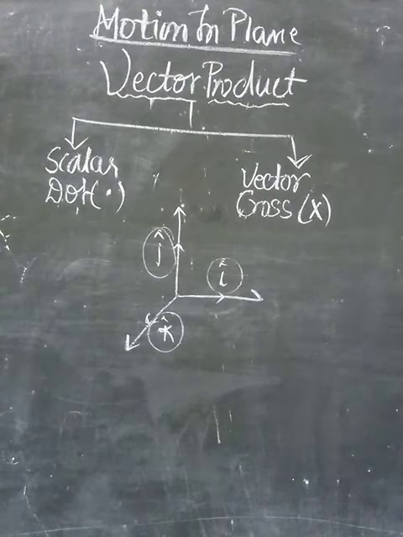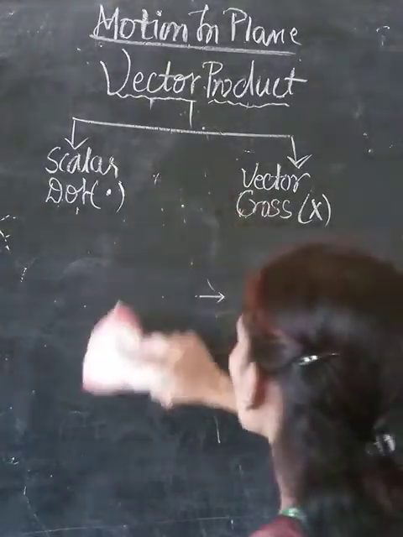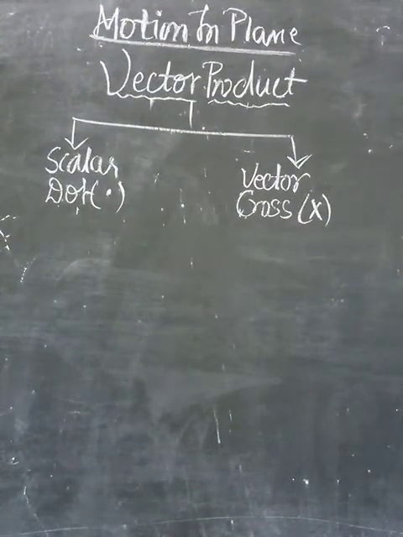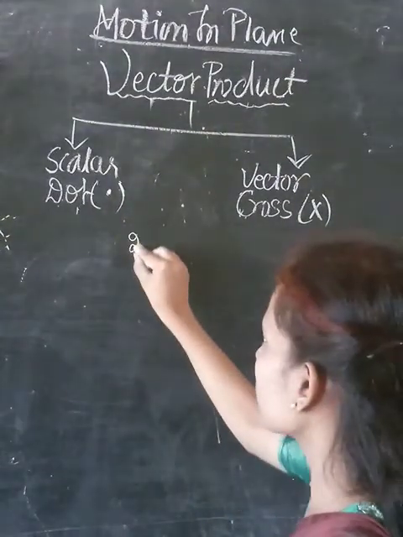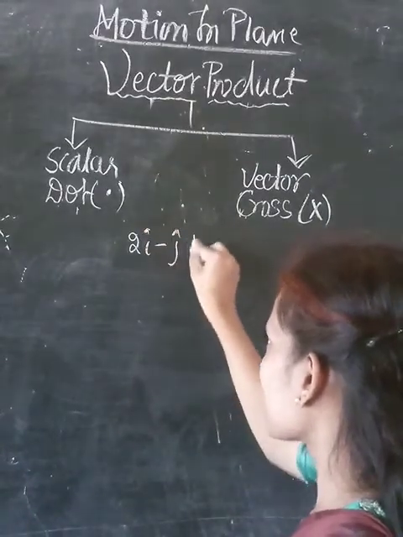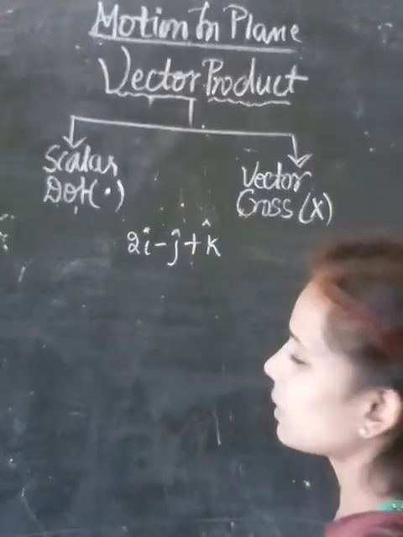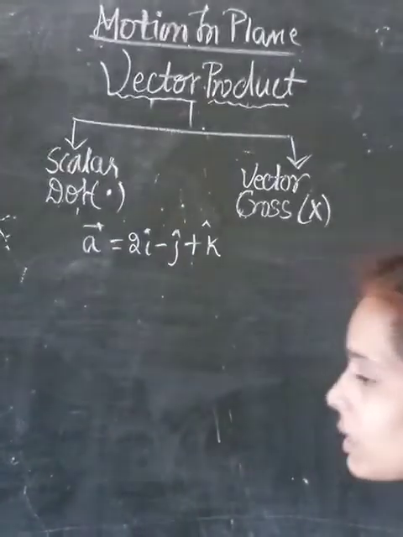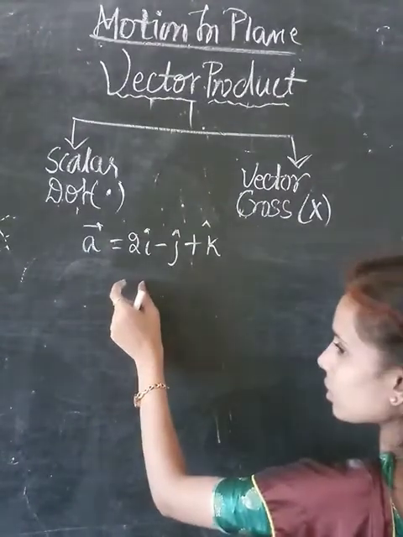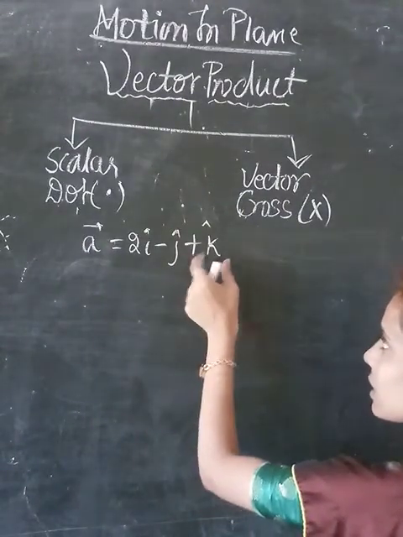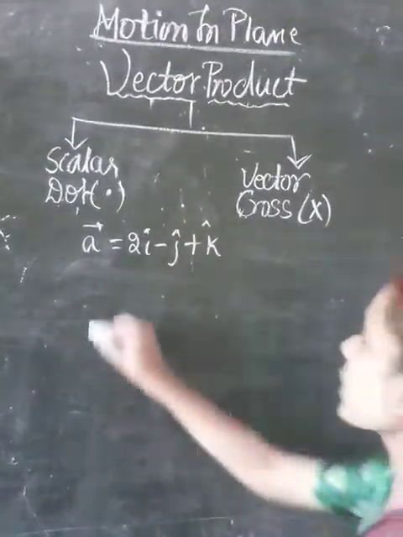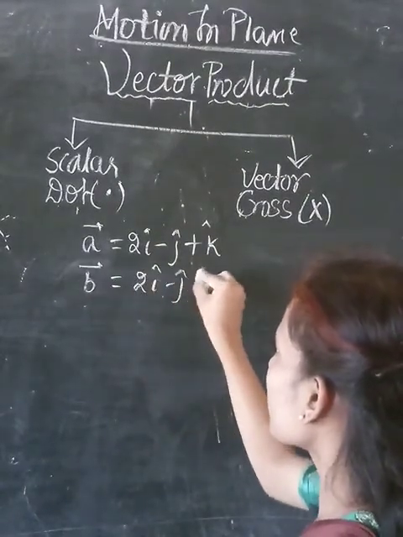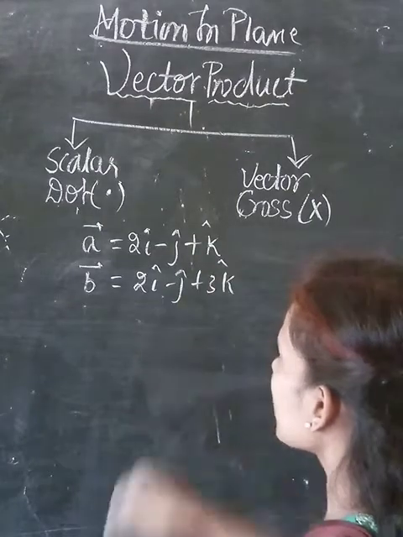If the question is given in vector quantity, then it should have the unit vectors along their direction, that is i, j and k. So if the first vector is given as A vector, 2i minus j plus k, it has the first, second and third unit vectors. And the other vector, B vector, is given as 2i minus j plus 3k.